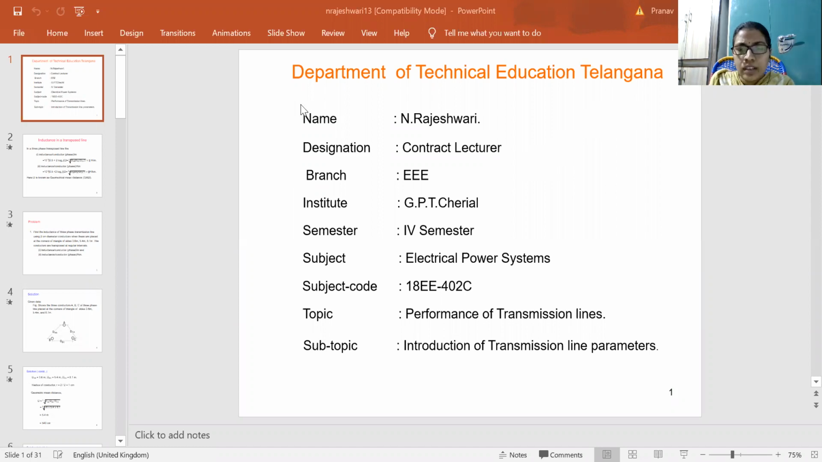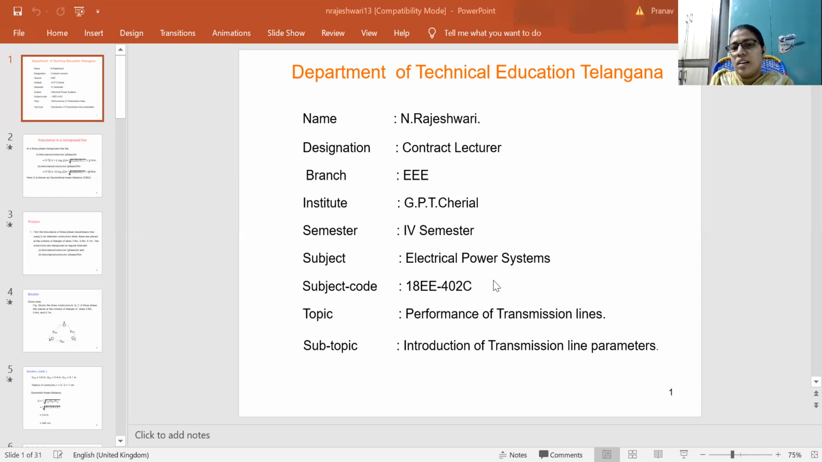Today I will explain the introduction of transmission line parameters and the performance of transmission lines in electrical power systems. In the last classes, I explained the inductance of single phase conductors, transmission lines, and three phase inductance with symmetrical spacing of conductors, and also unsymmetrical or unequally spaced conductors.